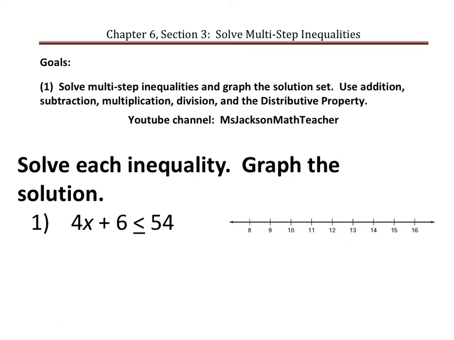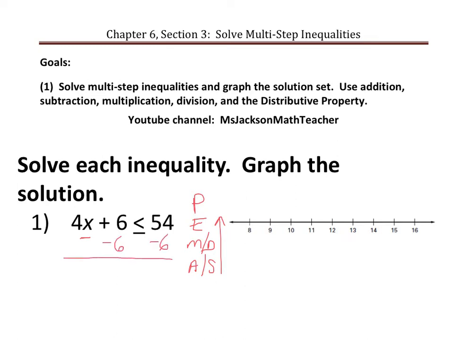Okay, let's get going. Here on this very first example, we have 4x plus 6 is less than or equal to 54. As always, we go straight to the unknown, look what's around it, and we're going to undo everything around it from the bottom of PEMDAS up. Okay, so we've got add 6, we've got multiply by 4. We're going to undo that addition first.